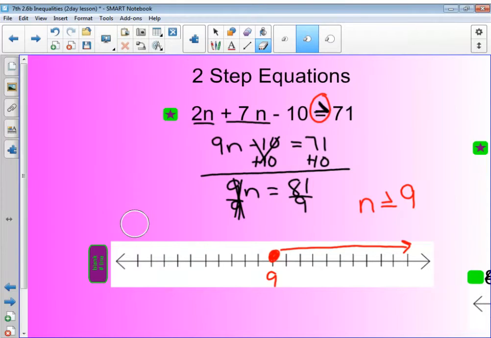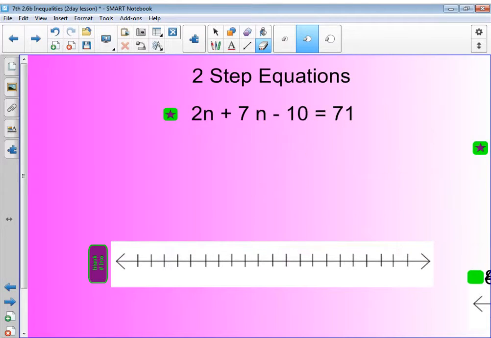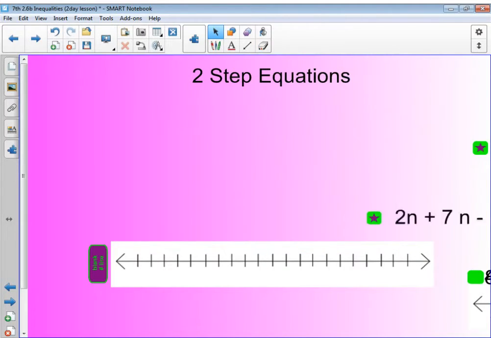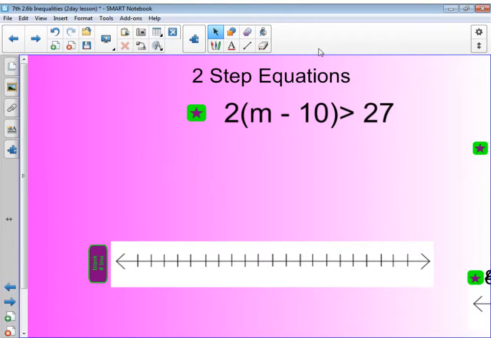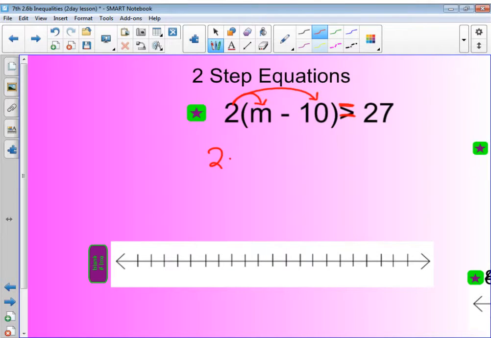Okay, so let's try another one of those. So once again, it's just combining stuff that we learned in lesson 6. Okay, so here we have a little bit of distributive property. So this is like having our equal sign in this spot right here. Okay, so we distribute. So we get 2m minus 2 times 10 is 20 equals 27.